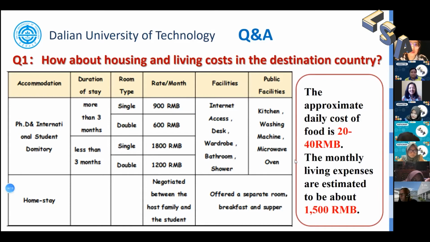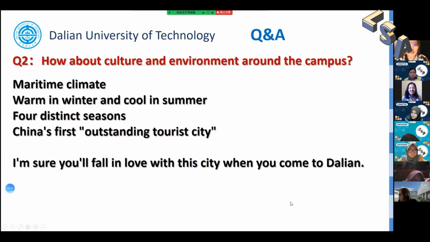And how about culture and environment around the campus? I think Dalian is quite similar to Indonesia because of the maritime climate, warm in winter and cool in summer. And it also has 4 distinct seasons. You should also know that Dalian is China's first outstanding tourist city, so the scenery is very brilliant. And I'm sure you will fall in love with this city when you come to Dalian.